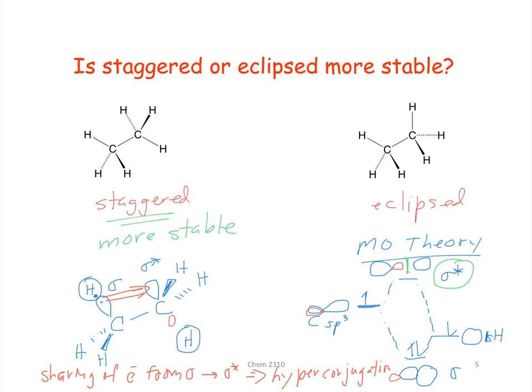But so there's an attractive force, which is only felt when the molecule is in the staggered conformation. When it's in the eclipse, those orbitals don't overlap. All right, so the staggered is more stable because it has this attractive hyperconjugation going on.